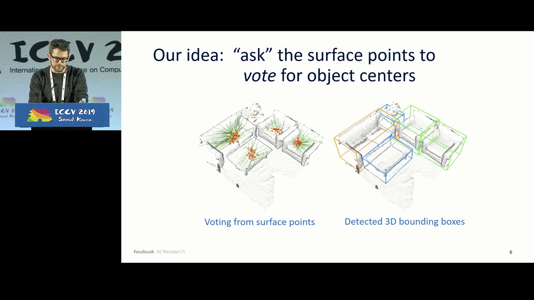In our approach, instead of exhaustively searching for objects, we simply ask the surface points where they are. This naturally leads to a voting-based idea.